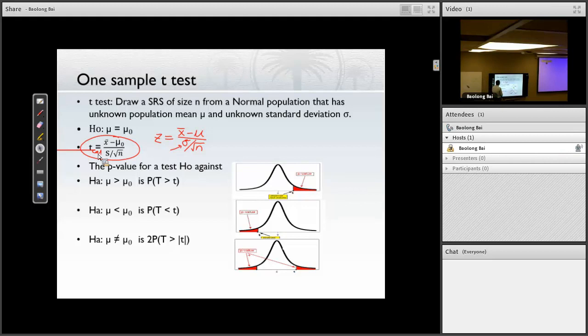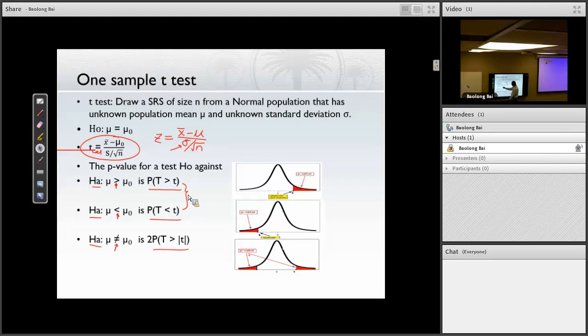Then the p-value will depend on your alternative hypothesis, just like in z-test. When your alternative hypothesis has different signs, your p-value will be a probability of a different event. But these are in terms of a t event, right? So we need to look this up from the t-table for the probability. And in terms of the one-tail, two-tail test, it is exactly the same because the t-distribution is very similar to the z-distribution.